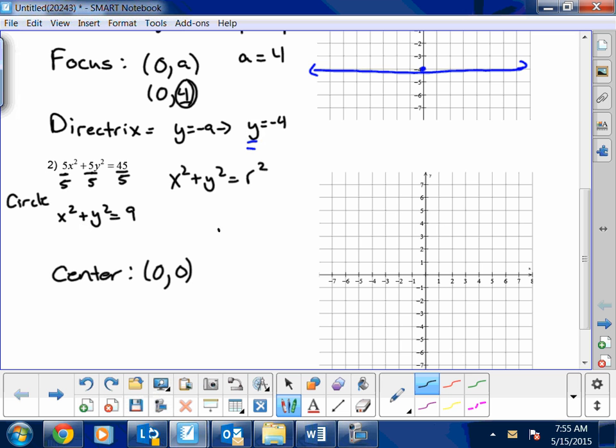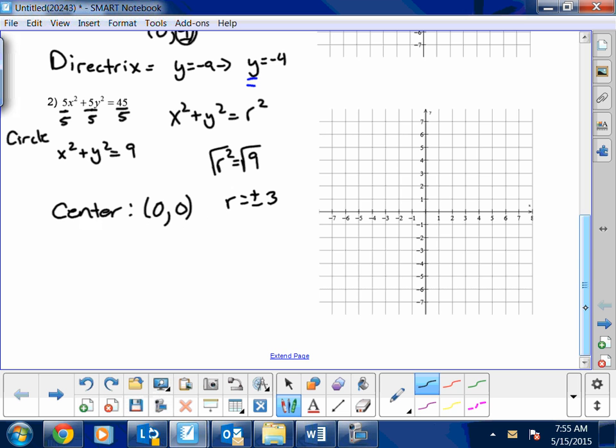r squared is equal to 9. Take the square root, r is equal to plus or minus 3. So in this case, the radius is actually 3. What I mean by that is that from the center, you have to draw 4 points. So the radius is actually 3.